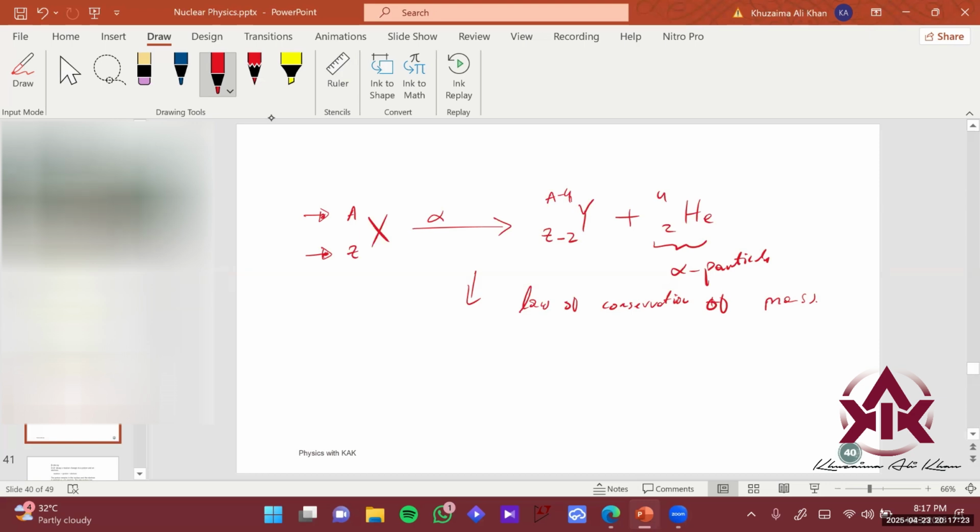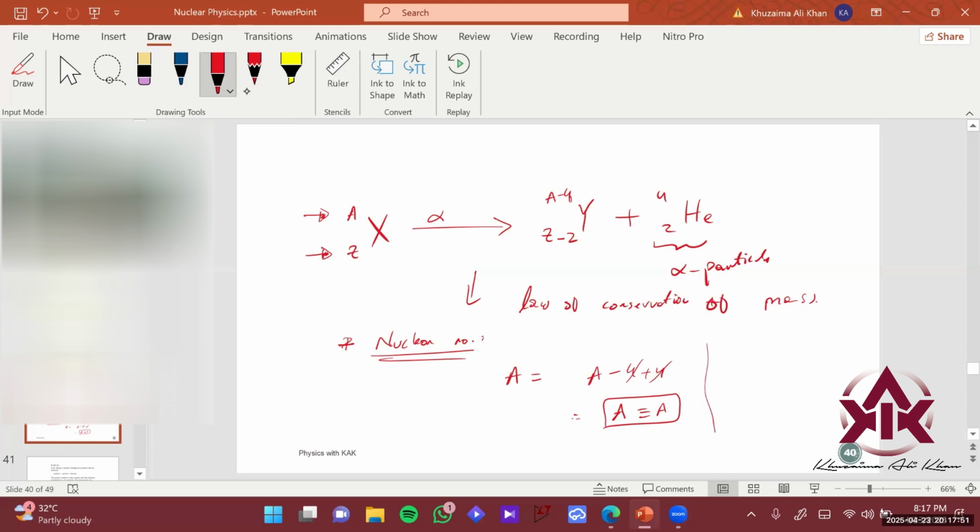So let's check for A. Let me just write it down. Let's check for the nucleon number. It's going to be A equals the right hand side, that is A minus 4 plus 4, right? So this cancels out. Therefore, we have A equals A. That is, we have the same number of nucleons on the left hand side and the right hand side.